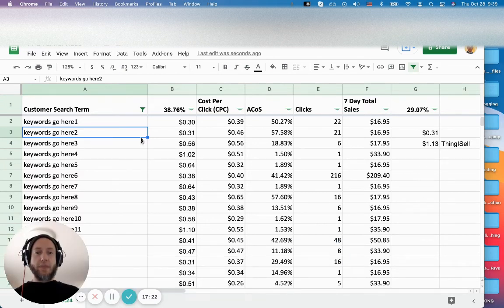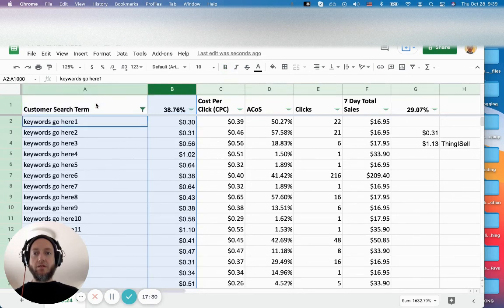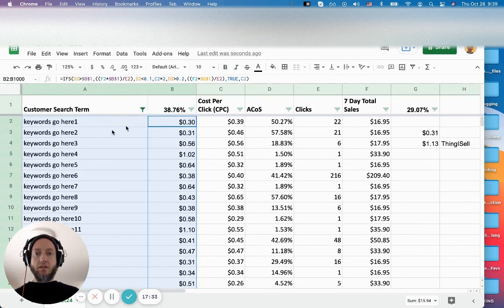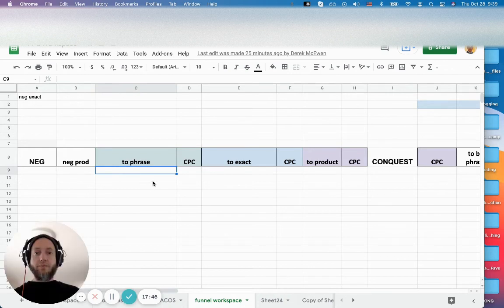Okay, so this is what I do. I'll copy that, and then I'll click out of that, just Command and click. All right, and then I copy these 2 columns over, so the search term and then my new cost per click. And then I have this little workspace. It just kind of helps me figure out what I want to put as negatives, what I want to put into phrase, and what I want to put into exact.